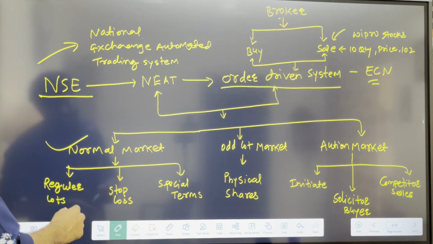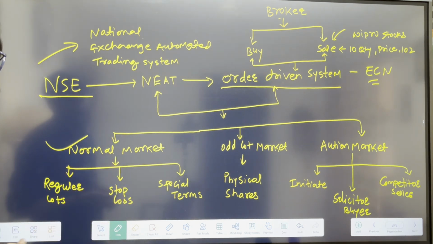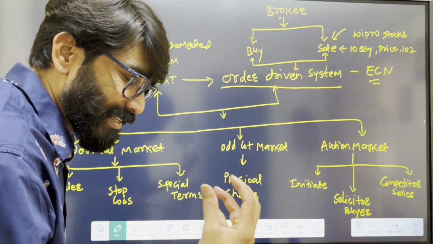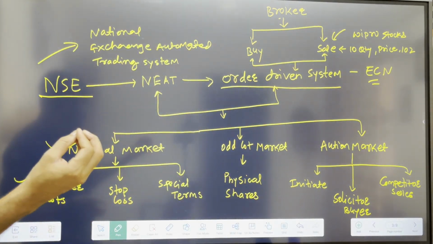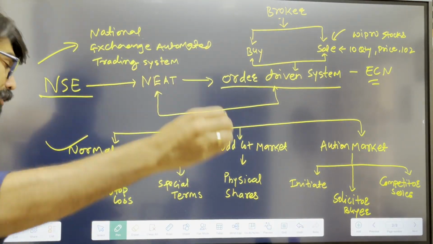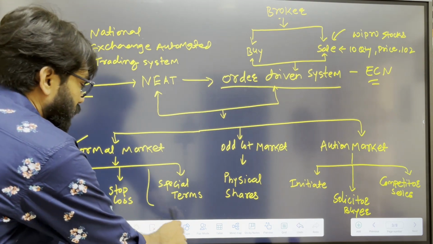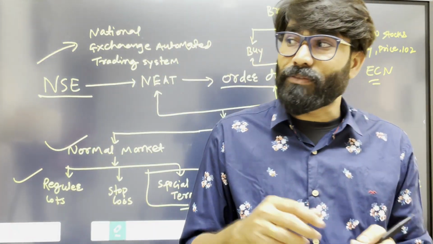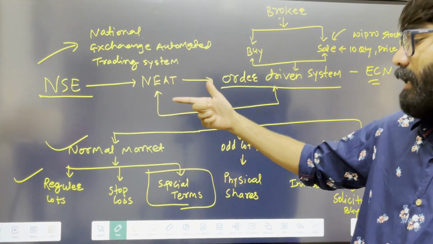For example, let's say there are market types, normal market types. Normal market means you can send the orders in lots, right? Regular lot, 1 quantity, 10 quantity, 20 quantities. So you can send that order in lots. Second, special terms. Sometimes you would see particular securities have a special term, so you need to ensure that as well, right?